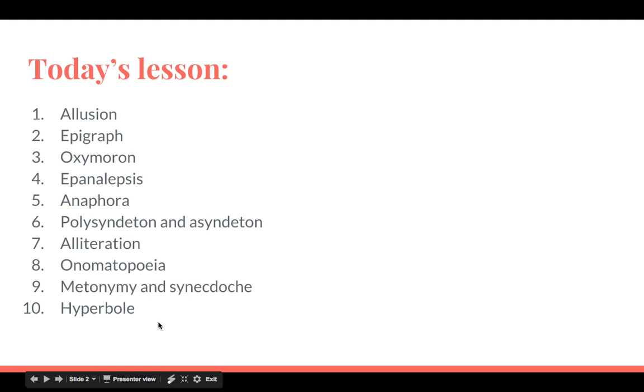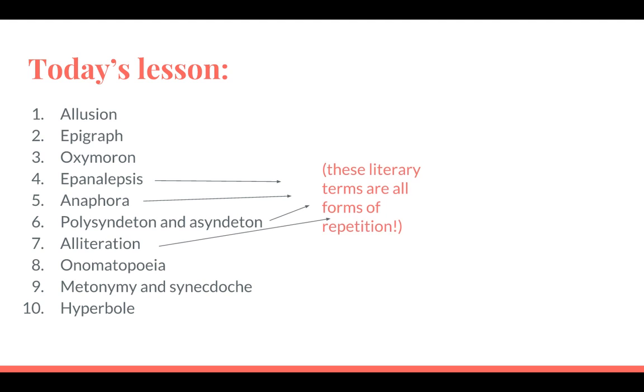And just to get a sense of why we are grouping some of these together, numbers 4 through 7 on this list are all just more specific forms of repetition. We've talked about repetition before, we've talked about how it's not an accident, it's not necessarily an indictment on the author's writing style that they can't come up with anything else to say. It's always purposeful, so we're looking at a couple more specific ways that authors use repetition here today.